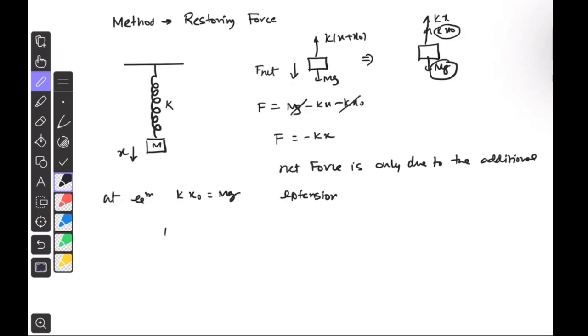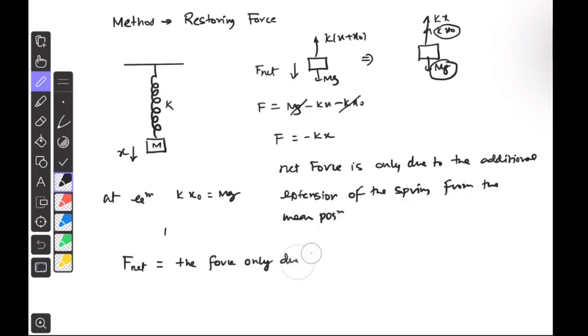So net force is only due to the additional extension of the spring from the mean position or not. So what really the net force is going to be, that net force will be the force only due to the displacement from the mean position.